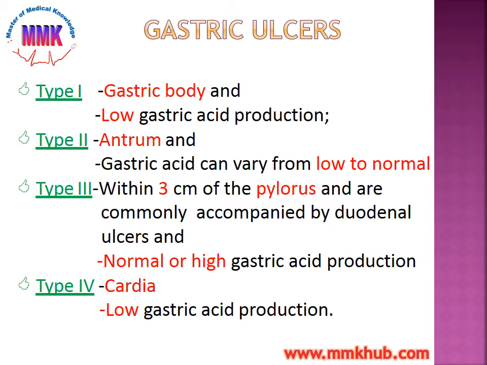while type 3 is present within 3 cm of the pylorus of the stomach and is commonly accompanied by a duodenal ulcer. There is normal or high gastric acid production in case of the type 3 gastric ulcer, while the type 4 gastric ulcer is present in the caudate region of the stomach and associated with low gastric acid production.